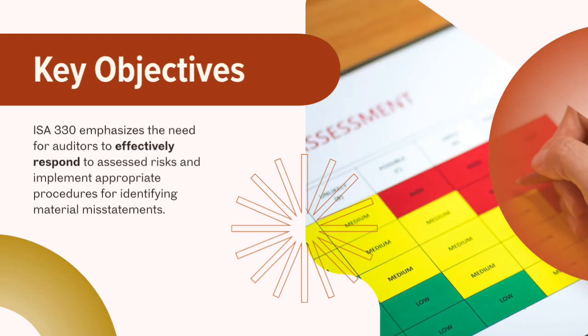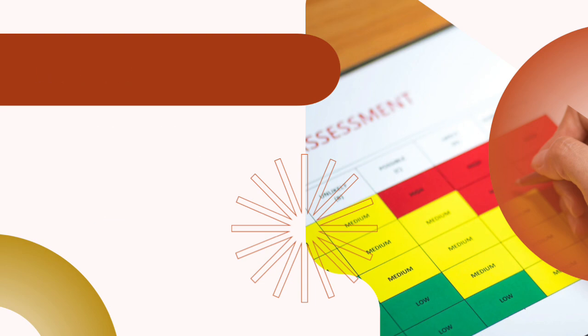This linkage is crucial for two reasons. Efficiency: it helps us avoid over-auditing low-risk areas and focus our efforts where they matter most. Effectiveness: it ensures our audit procedures are directly targeting the areas where a material misstatement is most likely to occur. This is why ISO 315 and ISO 330 are a pair. You can't have one without the other.